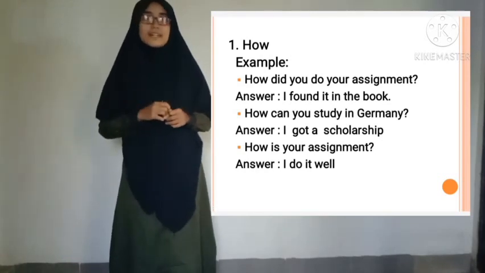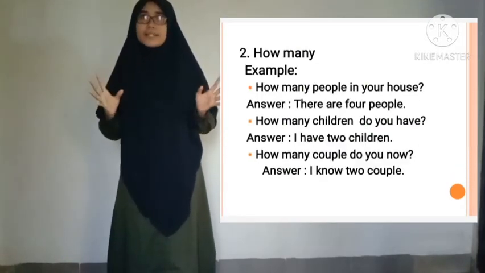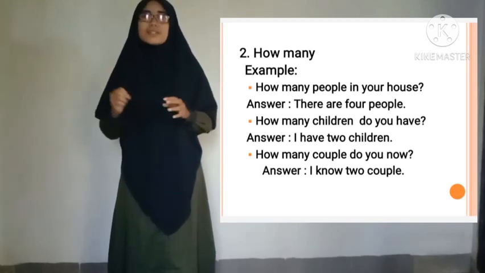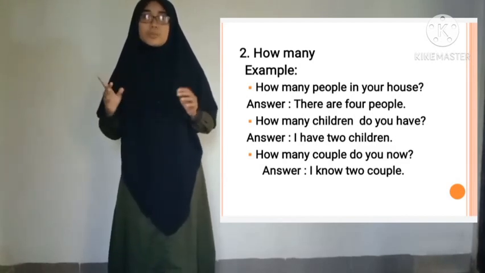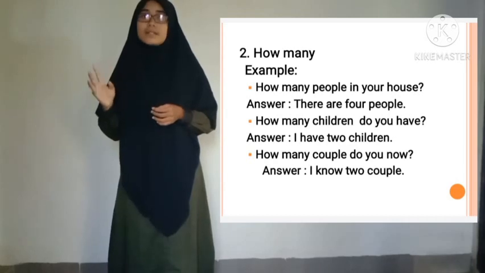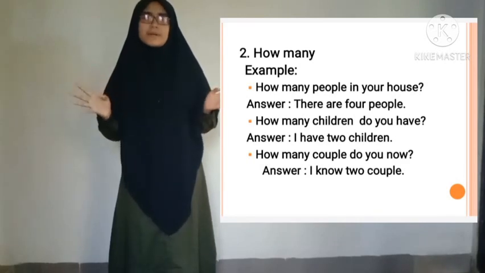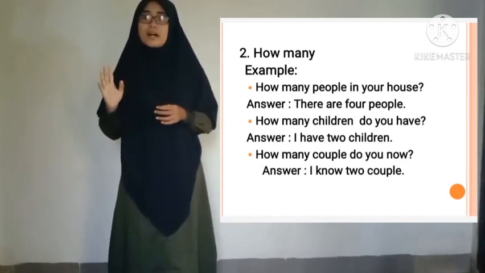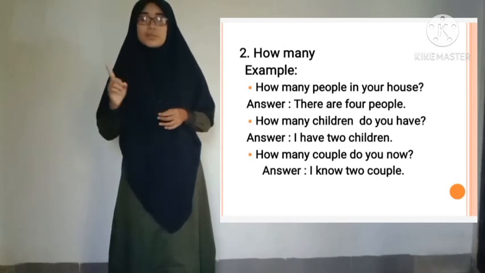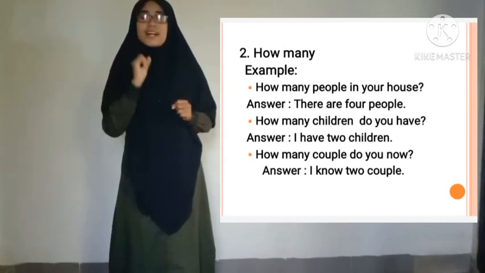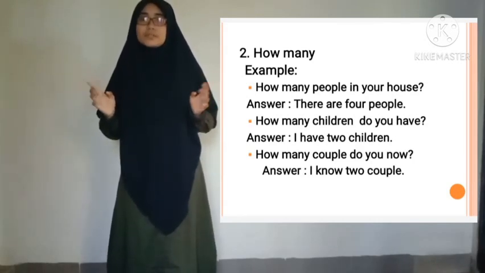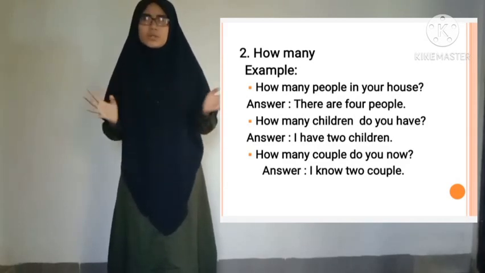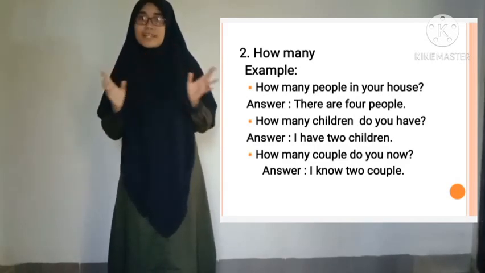Oke? Yang kedua, how many? How many is to use as amount. Di sini dia menanyakan tentang jumlah, tapi dia menggunakan countable noun, benda yang dapat dihitung. Oke, contohnya, how many people in your house? You can answer there are 4 people. Yang kedua, how many children do you have? You can answer, I have 2 children. Yang ketiga, how many couple do you know? Dan kalian bisa menjawab, I know 2 couple. Dan bisa juga dibuat dengan kalimat-kalimat yang lain ya.